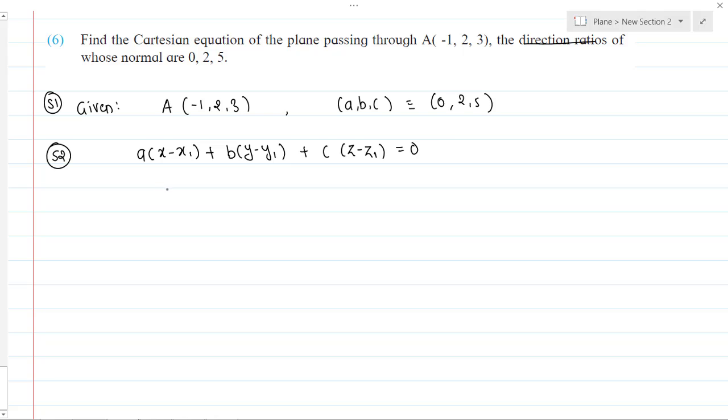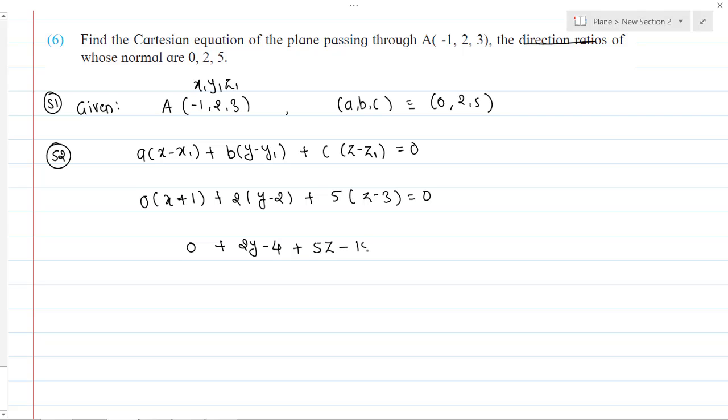So let's substitute the values. A is 0 into x minus x1 is what? x plus 1, plus b is 2, y minus 2, plus c is nothing but 5 into z minus 3, that is equals to 0. See, these are the values of x1, y1 and z1. So let's open this. So this becomes 0 plus 2y minus 4 plus 5z minus 15 equals to 0. So if you simplify this, I will be having 0x plus 2y plus 5z minus 19 equals to 0.